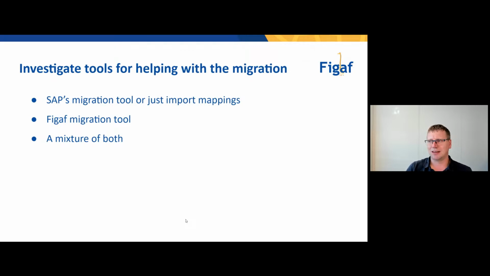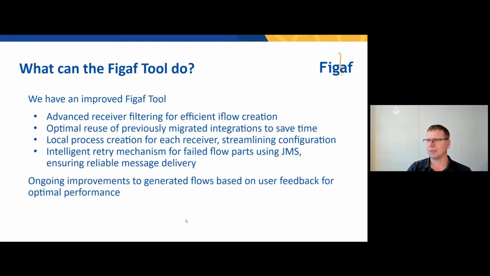And yeah, that's where the Figaf tool comes in, and let's see how this can help you with the migration. So what is it that the Figaf tool can do in terms of migration? As you saw in the first slide, we have a lot of different components: the testing, the DevOps, the transport management, documentation, and migration. If we just look at the migration, here we have an efficient way of filtering the iFlows that you have. So you can say, for this ICO, I just want to migrate this specific part of it.